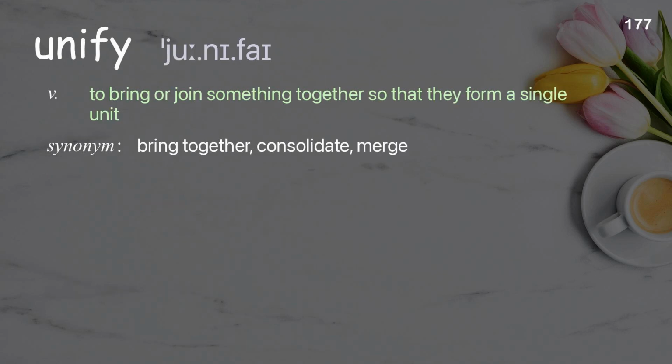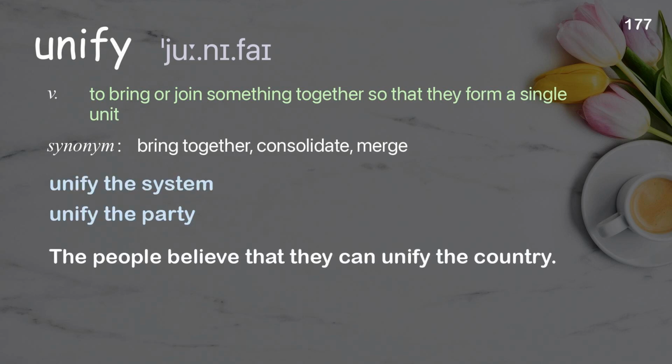Unify. To bring or join something together so that they form a single unit. Examples: unify the system, unify the party. The people believe that they can unify the country.